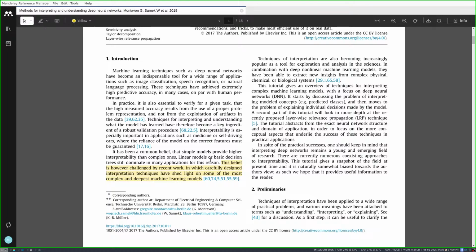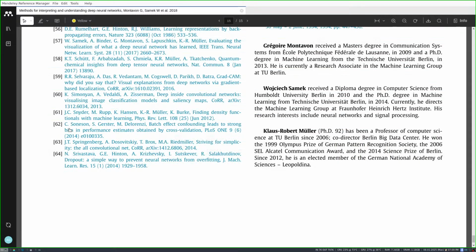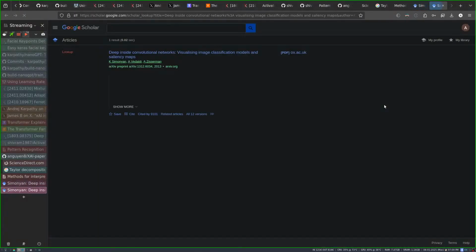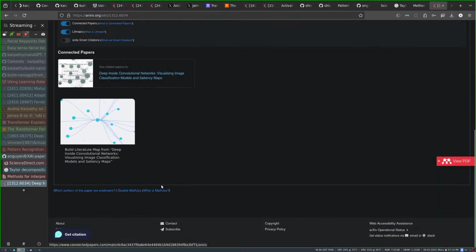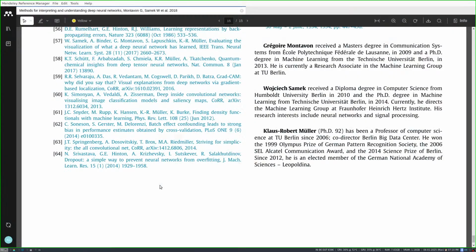Kinda want to go here. Though it's going to be a tangent, isn't it? Deep inside science. Visualizing image classification. Okay. I have to start reading this.